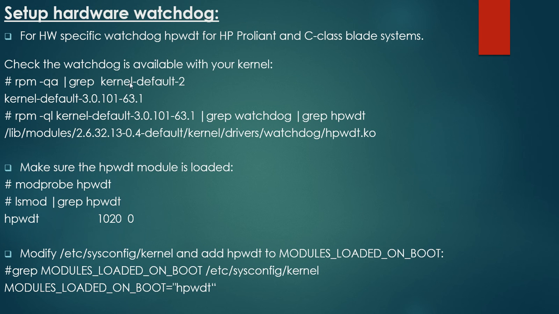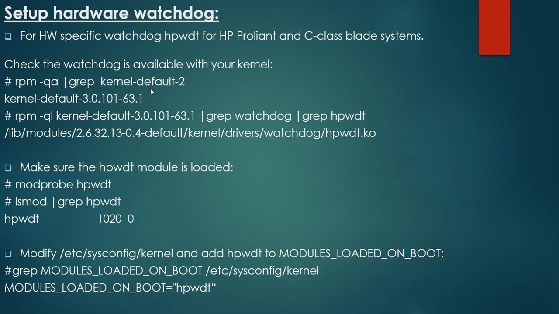Okay, this is basically for the hardware-specific watchdog, hpwdt, for HP ProLiant and C-class blade systems. If you are using these two hardware types, then you should ensure these drivers and modules are supported for the kernel you are using for the OS, and also that they are loaded while booting the system, right? So how will you ensure that?